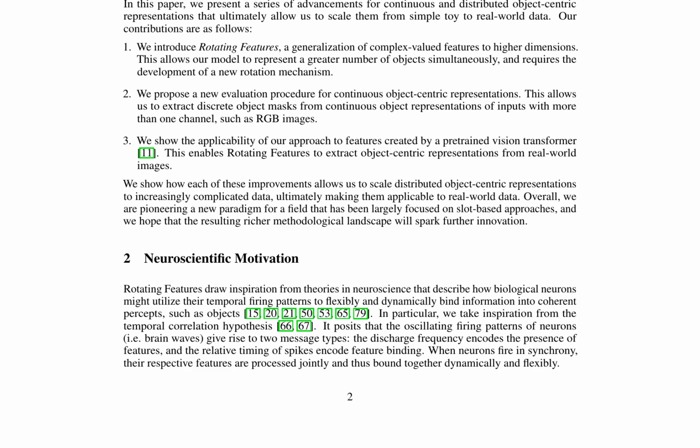The contributions of this paper include the introduction of rotating features, a generalization of complex valued features to higher dimensions, which requires the development of a new rotation mechanism. Additionally, a new evaluation procedure for continuous object-centric representations is proposed, enabling the extraction of discrete object masks from continuous object representations of inputs with more than one channel, such as RGB images. Furthermore, the authors demonstrate the applicability of their approach to features created by a pre-trained vision transformer, allowing rotating features to extract object-centric representations from real-world images.